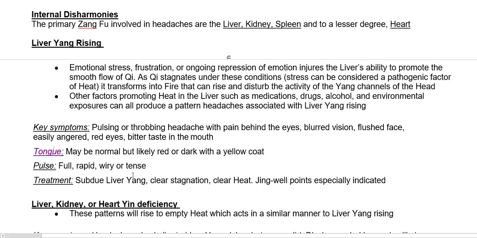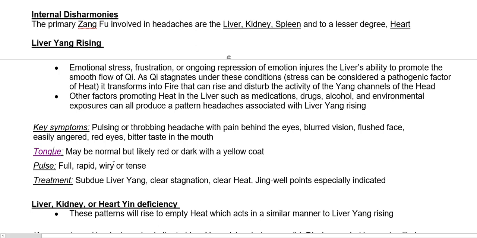Pulse is going to be especially important when this is happening. If someone has a headache, remember, the tongue tells us what's been happening over the last couple of days at least. The pulse tells us what's happening right now. So if you've got a liver yang rising headache, expect to find a full, rapid, I would even say wiry pulse, unless they're otherwise quite deficient. But usually this is all a combination of an excess pattern. So expect during a liver yang rising headache, you're going to feel a full, rapid, wiry pulse.